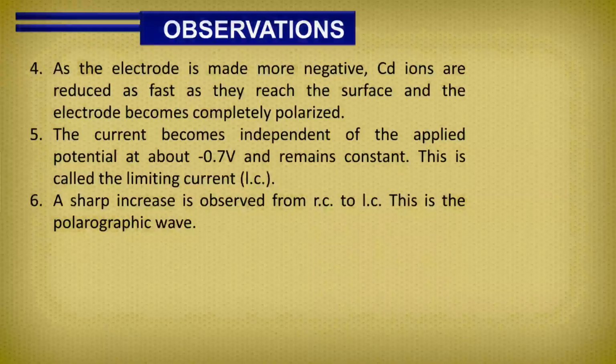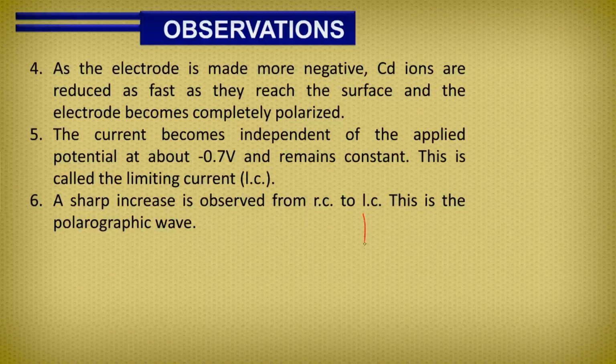Now, point number 4, as the electrode is made more negative, you notice that the cadmium ions are reduced as fast as they reach the surface. When you go back and look at the plot we have, you know that the applied potential starts on a negative value, 0.1, 0.2, all in the negative. So once you increase the negative value, you notice that your cadmium ions are reduced as fast as possible until the electrode becomes completely polarized.